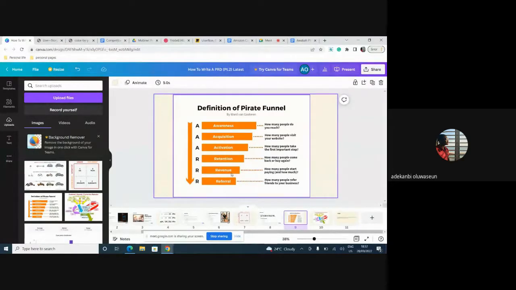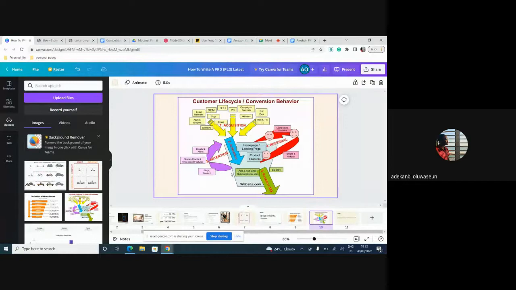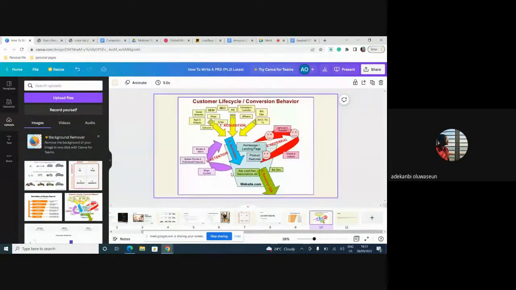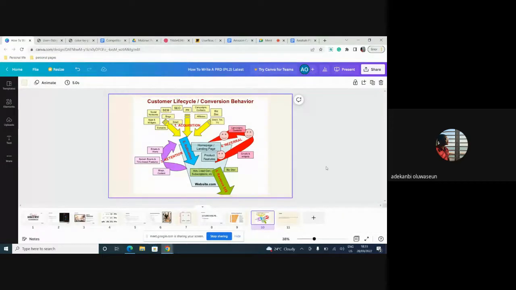So I believe that this is very explanatory. So okay, you hold your question for a minute. Let me show you a better sketch of what the pirate metrics look like. Now, this is what the pirate metrics look like in effect, right? So you can see acquisition.